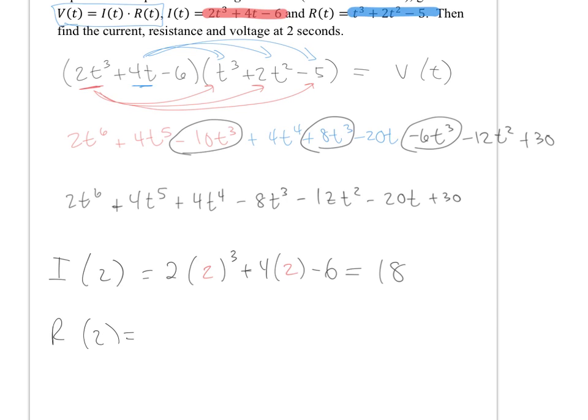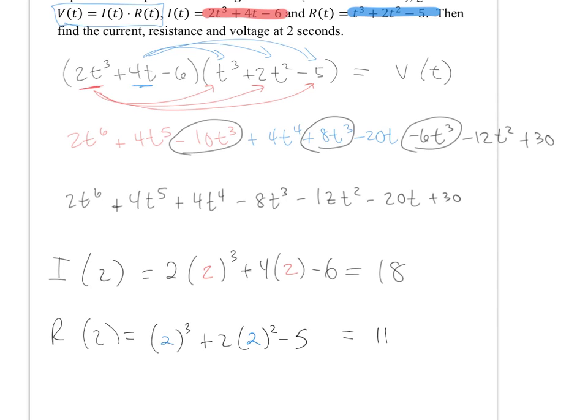The resistance. 11. Is Ash the only one that got these? Anyone else do these yet? I'll give you a minute to do them. So we're just plugging in the resistance function here. And again, we're plugging in 2. It's going to be 8 plus 8, 16 minus 5 is 11. Now, check those numbers first.